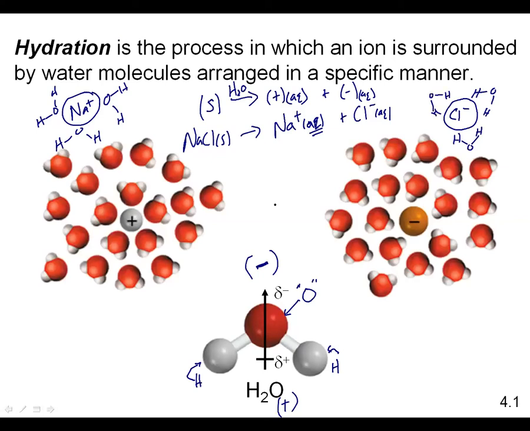And this process does two things. It allows something like sodium chloride to dissolve. And really the waters here, as you can see in this picture, act almost as a buffer that prevents the positive ion from coming back to the negative ion.